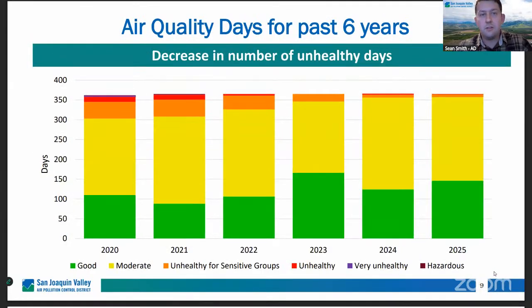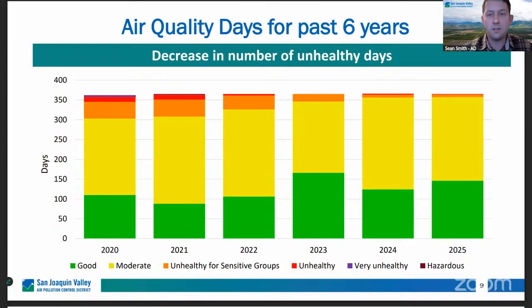So the good news is each year it progressively gets better. As I mentioned, it's been a record year for the Air District. There are two of the metrics that we look at that are very beneficial: the number of air quality days in the unhealthy region has been reduced, and it's depicted in this slide here. The years are on the bottom on the x-axis, from 2020 to 2025, and then we have the number of days for each category.